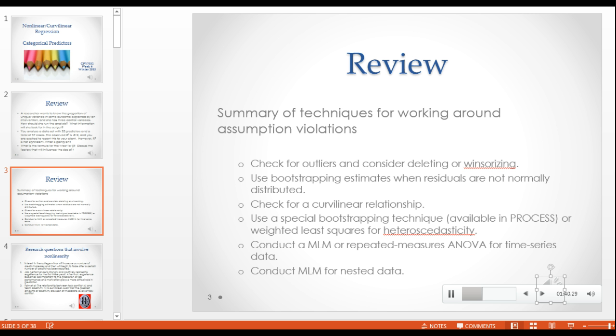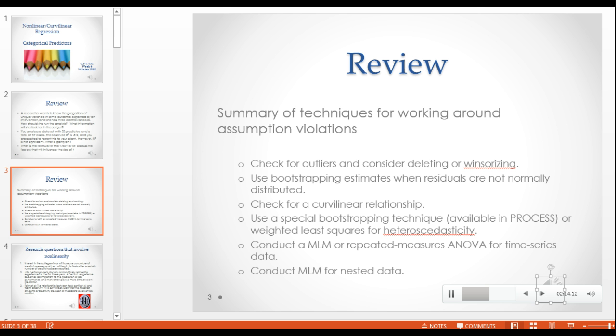Use bootstrapping estimates when residuals are not normal. Non-normality, in my experience, happens quite a bit, but the bootstraps help with that. For mediation, especially when we study that later, bootstraps are great for estimating the indirect effect, and so that's an easy way to get around normality issues. You can use the SPSS bootstrapping as well. Both SPSS and PROCESS provide bootstrapped estimates, which are helpful.